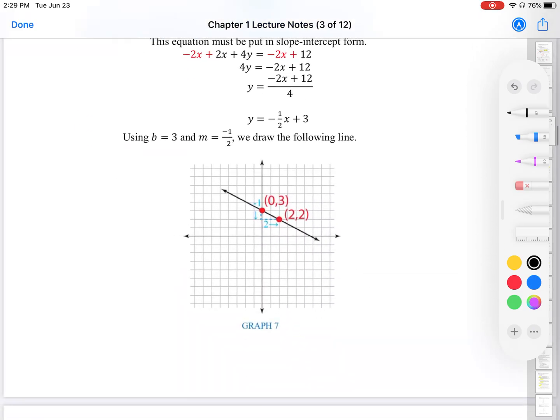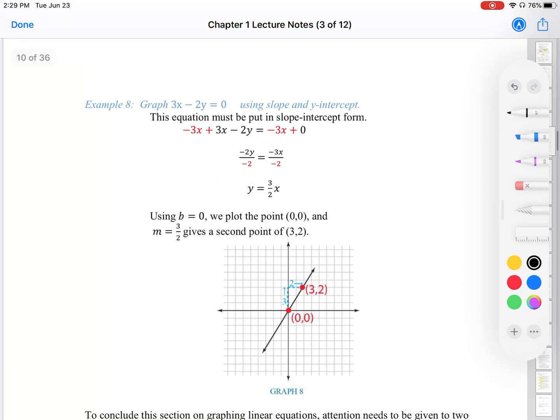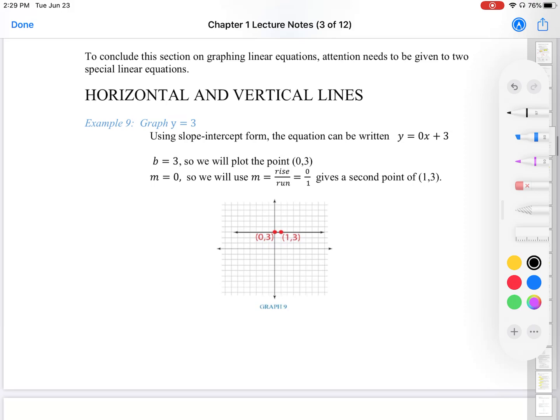All right, we have another example. I'll let you do that on your own. Moving forward, horizontal and vertical lines.